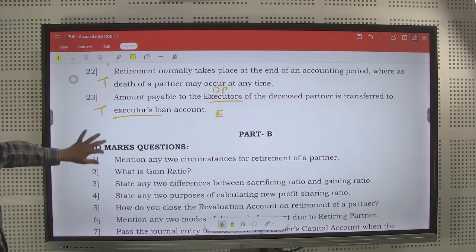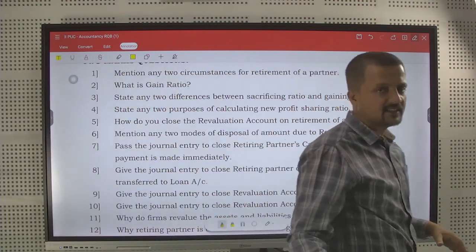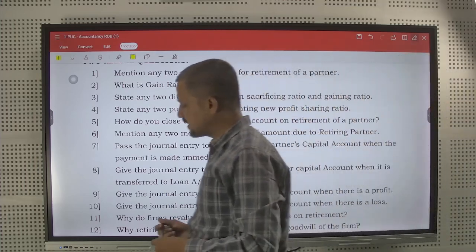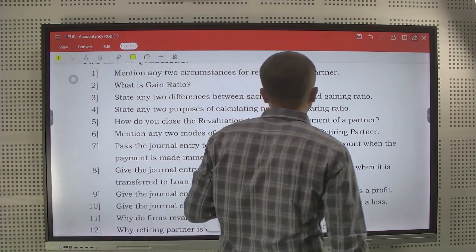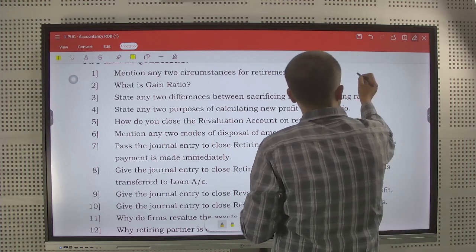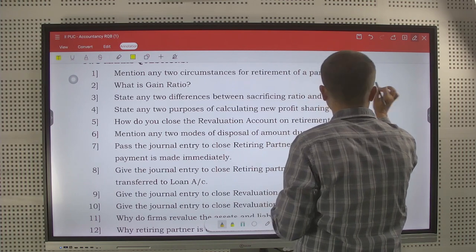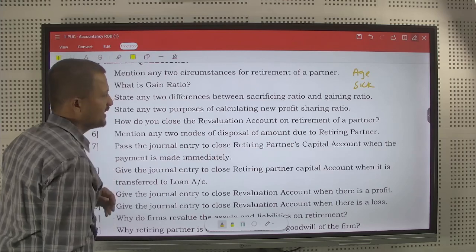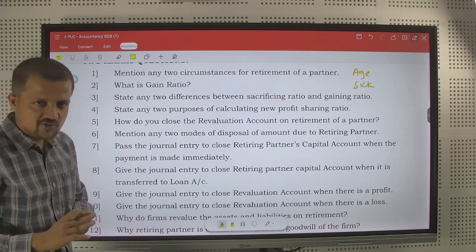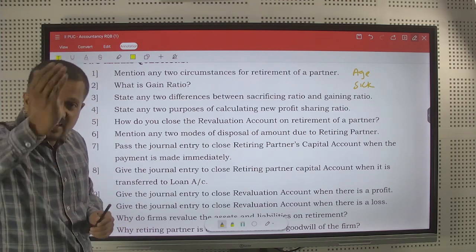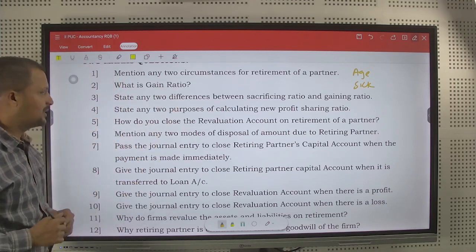Okay. Now coming to 2 marks. Lots of 2 marks questions have been added this time. Now let's answer each one by one. First, mention any 2 circumstances of retirement of partner. Age, sickness or health issues we can say. Then, what is gain ratio? The ratio in which continuing partners gain the share of the retiring partner is called gain ratio. Very simple.